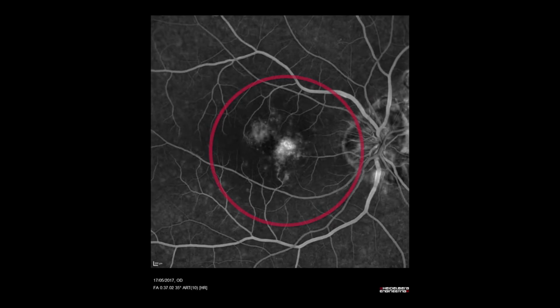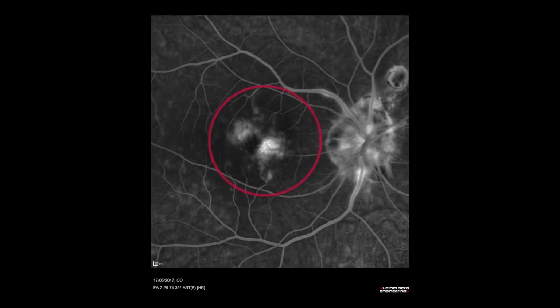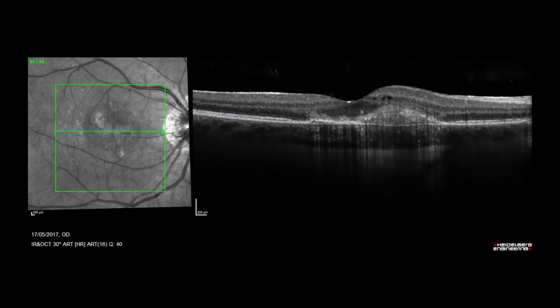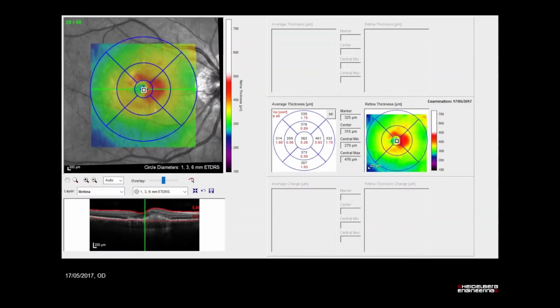These areas stain and leak early in the mid-phase of the angiogram, and the late-phase angiogram shows areas of increased fluorescence within the macula and vascular staining and a hot disc. The OCT scan shows areas of subretinal hyperreflective material, a shallow elevation of the RPE, and intraretinal cysts. And the OCT thickness map shows areas of retinal elevation and thickening.